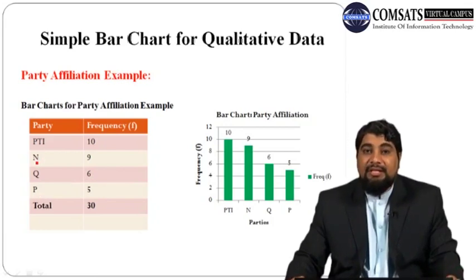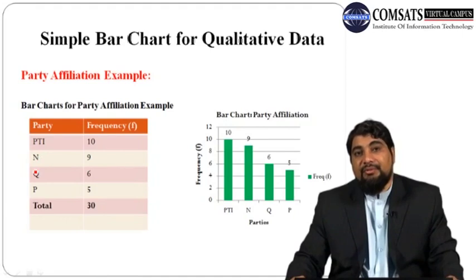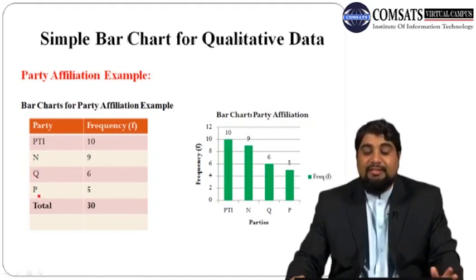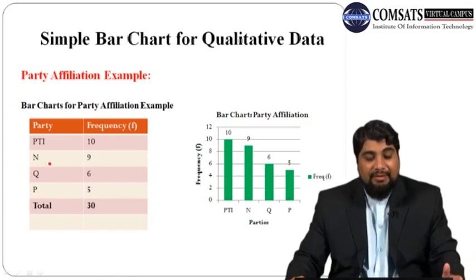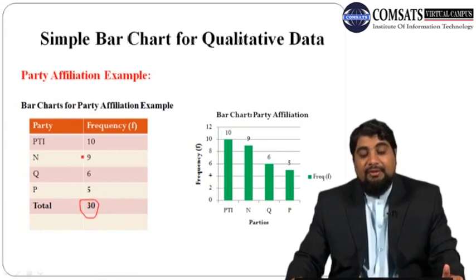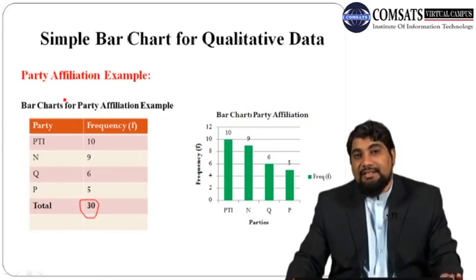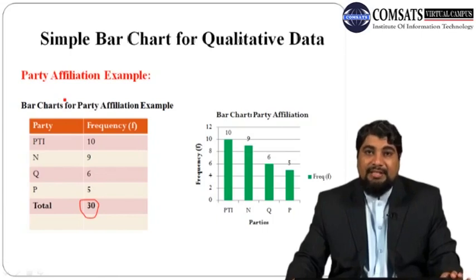I have reduced their names. Instead of writing PMLN in full, I have just used N, and similarly for PMLQ I have used only Q, and instead of PPP I have used only the letter P. It doesn't matter whether you use the full name or the abbreviated name. So this is the frequency distribution. We have a total of 30 students.